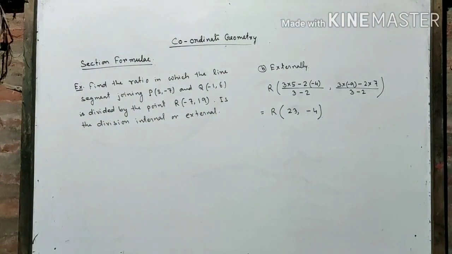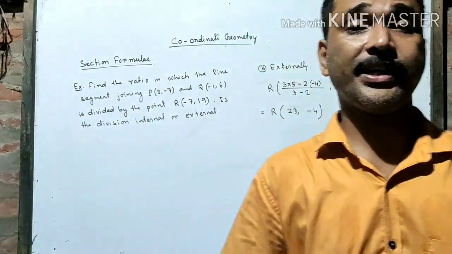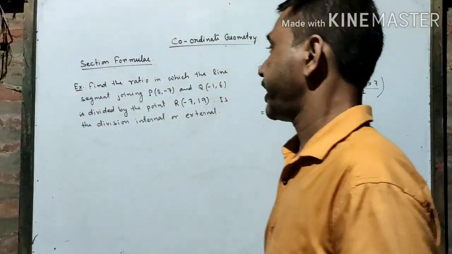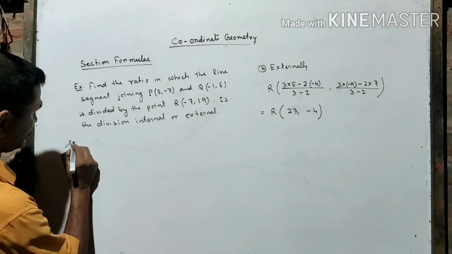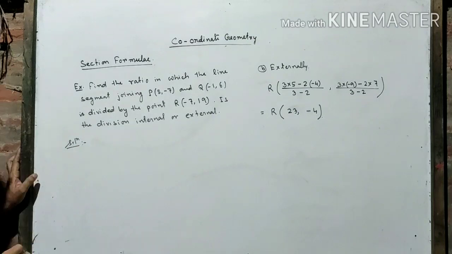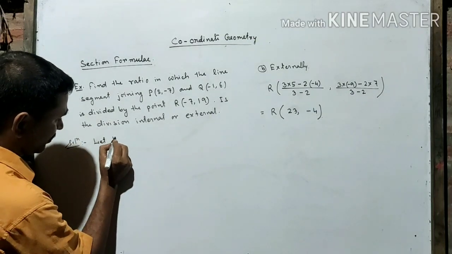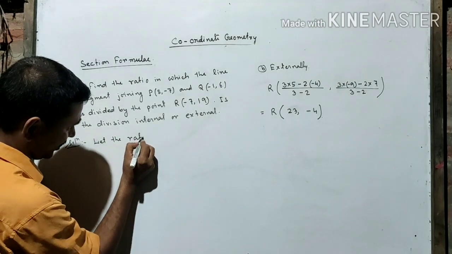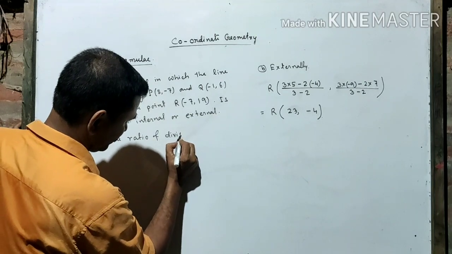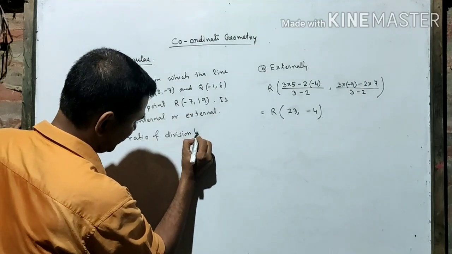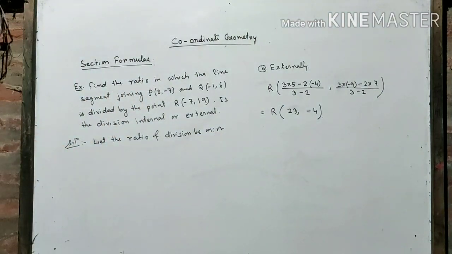So first of all we have to find the ratio, then we have to say whether the division is internal or external. So let's see how to solve such type of questions. First of all we will consider the ratio here. Let the ratio of division be m is to n.